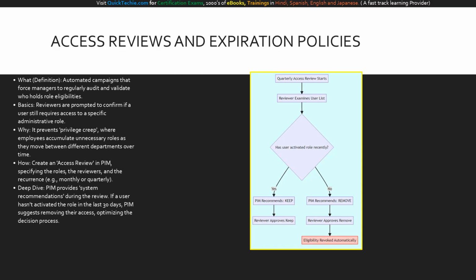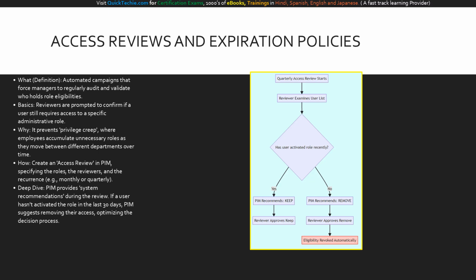Even with JIT access, we must address the long-term lifecycle of permissions. People get promoted, switch departments, and take on new projects. If left unchecked, this leads to privilege creep, where a user accumulates dozens of administrative eligibilities they no longer need. PIM solves this with automated access reviews and expiration policies.